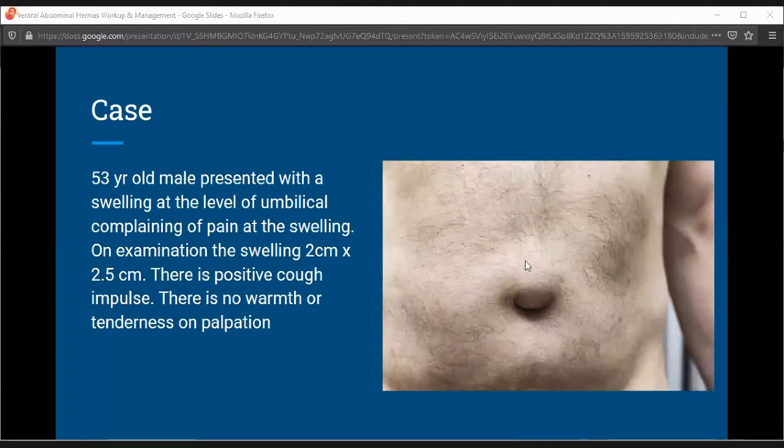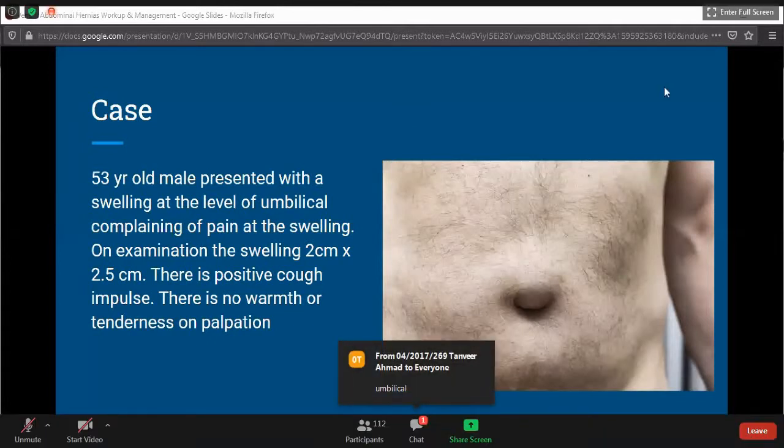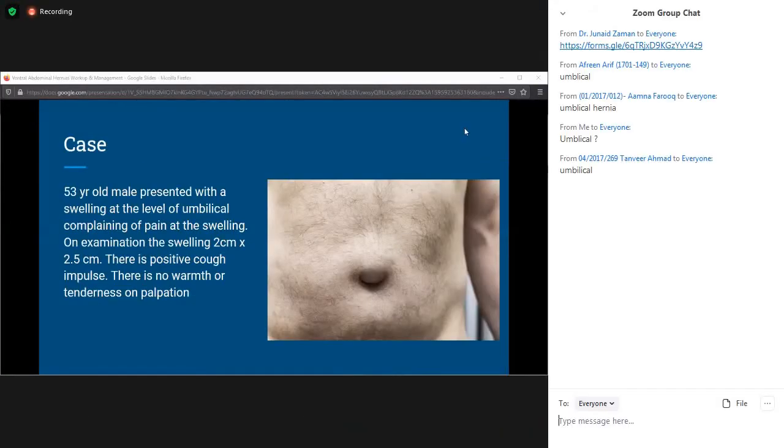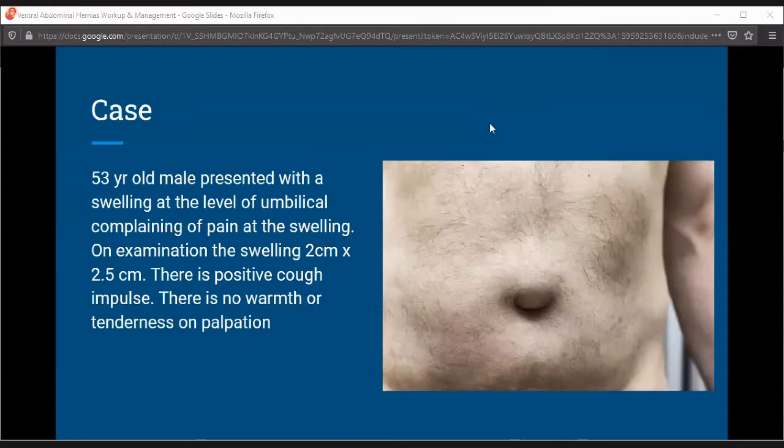Somebody says this is umbilical, and somebody says this is paraumbilical. So we have two opinions right now. Abna, Dania, Muhammad Tarek, Tanveer Ahmed, good. You guys are taking part in it. I'm really happy. So we seem to have two groups. One is saying this is umbilical, and one is saying this is paraumbilical. So we'll come to the next case, and then I want your opinion.